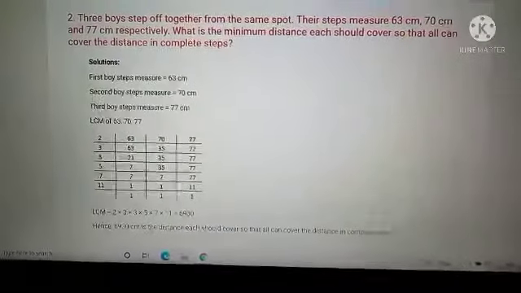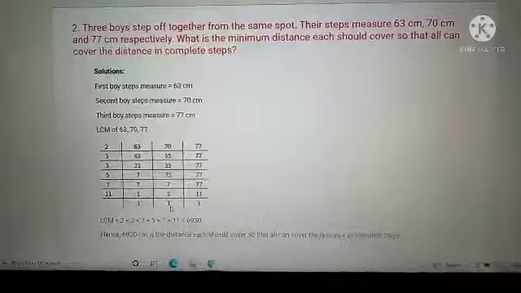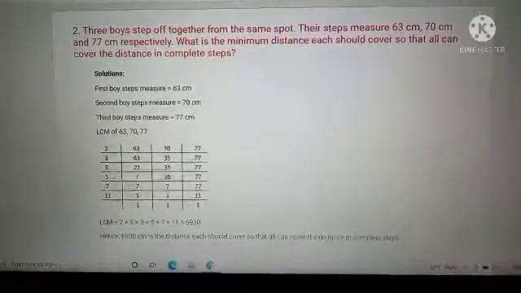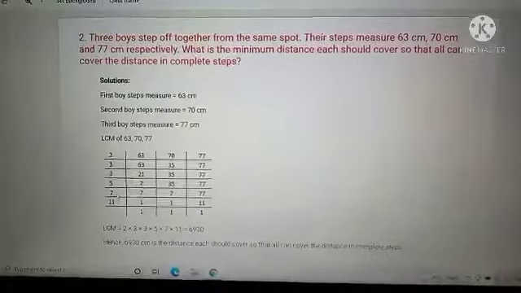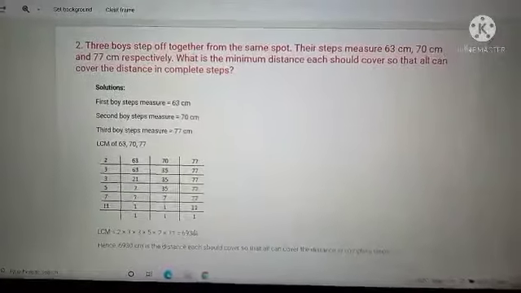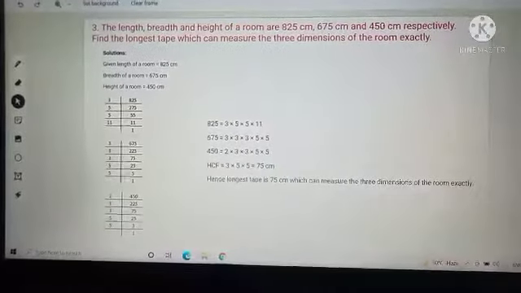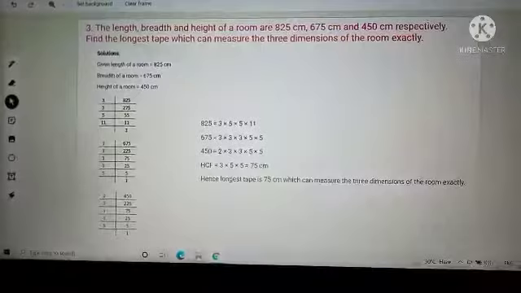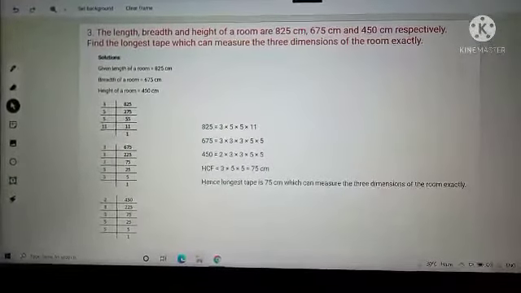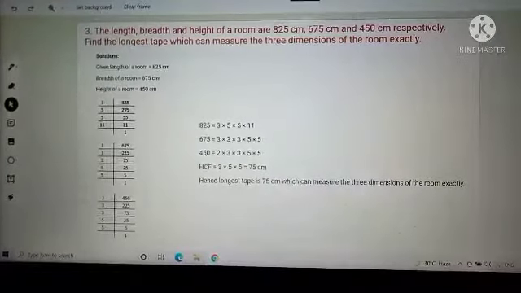So this one we will write as it is. This one also we will write as it is. Now the LCM is 2 into 3 into 3 into 5 into 7 into 11. That is 6930. Next question. The length, breadth and height of a room are 825 centimeter, 675 centimeter and 450 centimeter respectively.